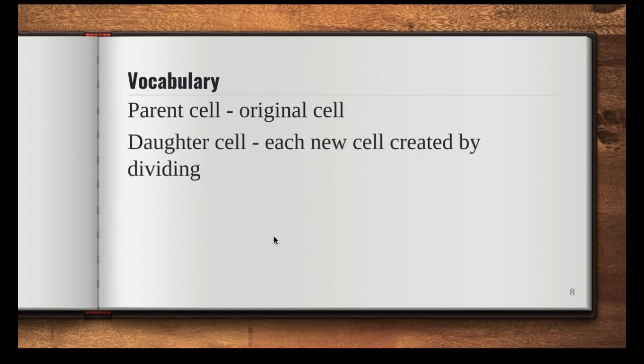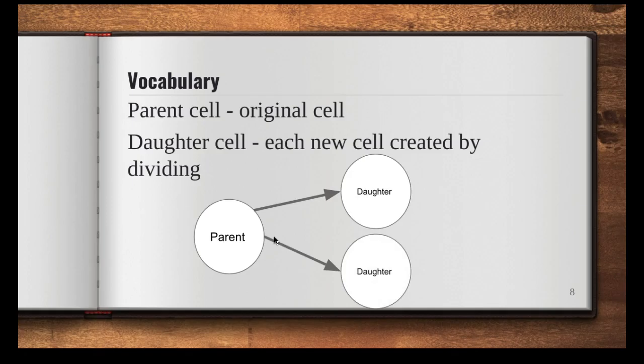So there are some important words that you're going to have to know for this chapter. For example, when I'm talking about the original cell, I use the phrase parent cell. When we go through division, we create two new cells. Those are called daughter cells. So our parent cell divides into two daughter cells.